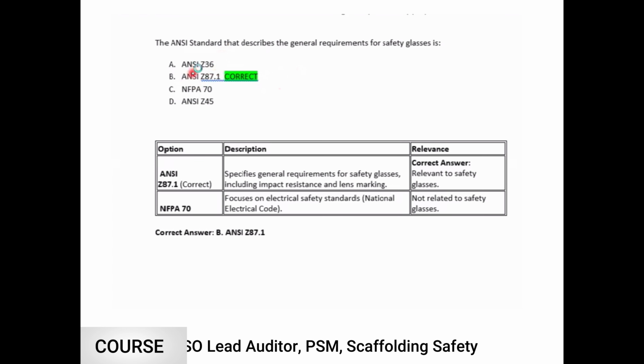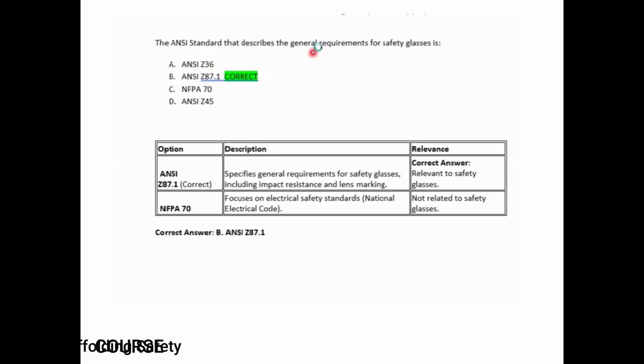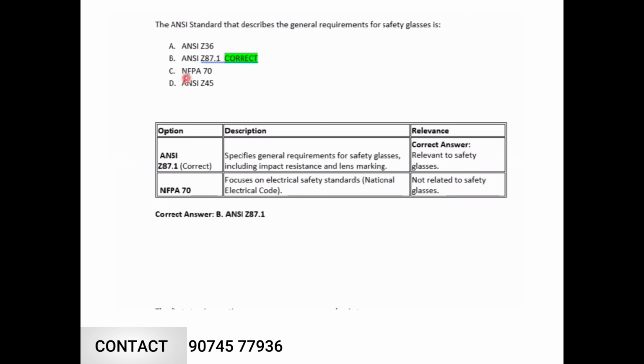The ANSI standard that describes the general requirement for safety glasses. This is a very simple question, and most of the time they would ask such standards. It is asked about the ANSI standard that describes safety glasses, the PPE standard, that is ANSI Z87.1. NFPA 70 is about electrical safety, and is not related to any of the PPE standards. So obviously the answer is this one.